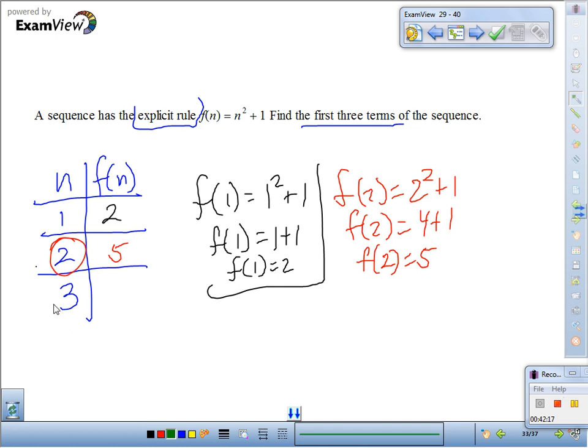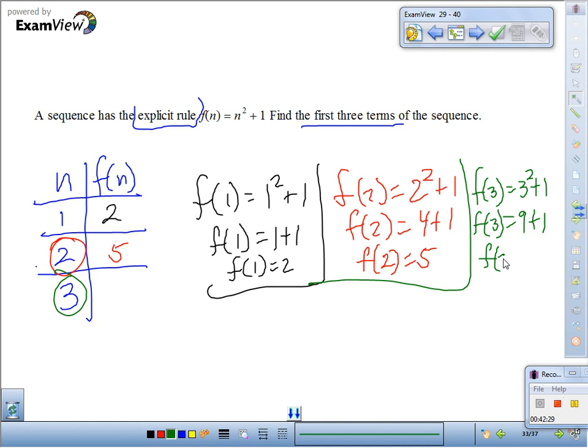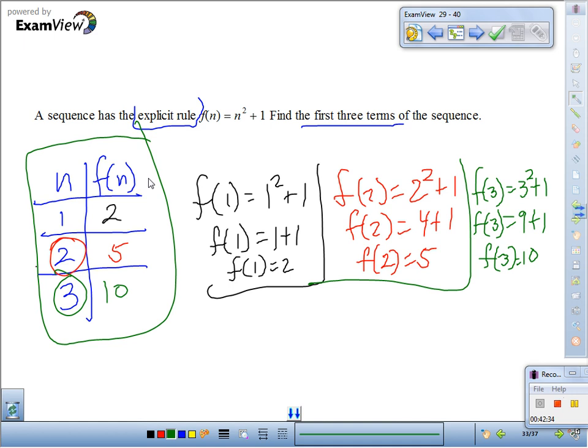All right. And the last value, 3. F of 3 equals 3 squared plus 1. F of 3 is 9 plus 1, which is 10. That goes right there, and we'll stop right there. Yeah? So that's up to 29.